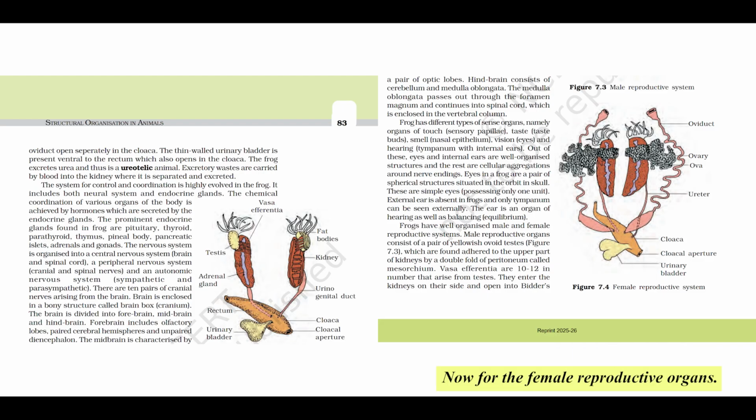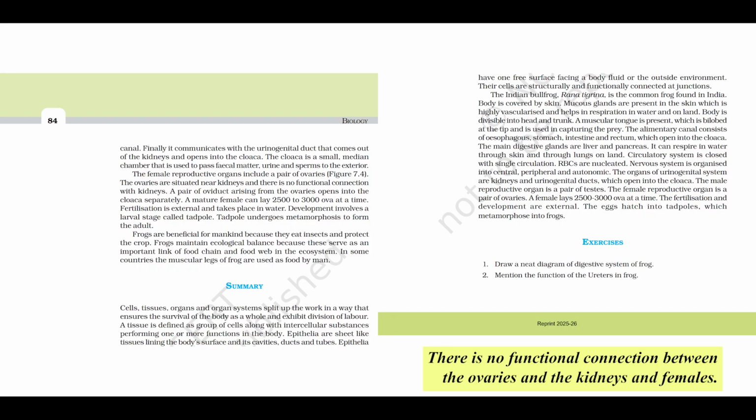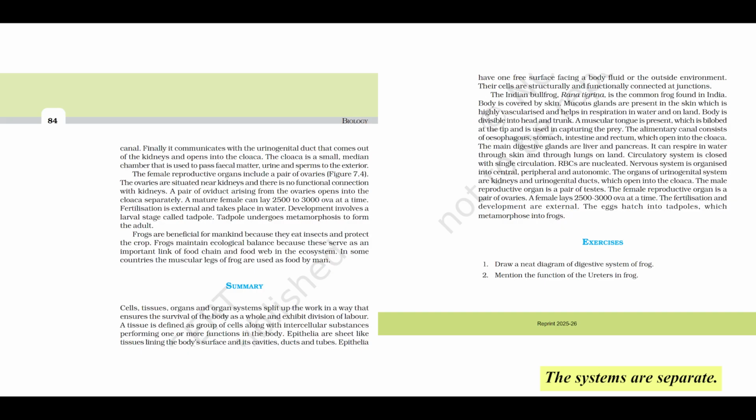Now for the female reproductive organs, primarily a pair of large lobed ovaries situated near the kidneys. However, and this is a key distinction, there is no functional connection between the ovaries and the kidneys in females. The systems are separate. From the ovaries, where ova, eggs, are produced, a pair of long, coiled oviducts arises. These collect and transport the eggs. They swell to form a uterus for temporary storage and then open separately into the cloaca, distinct from the ureters.